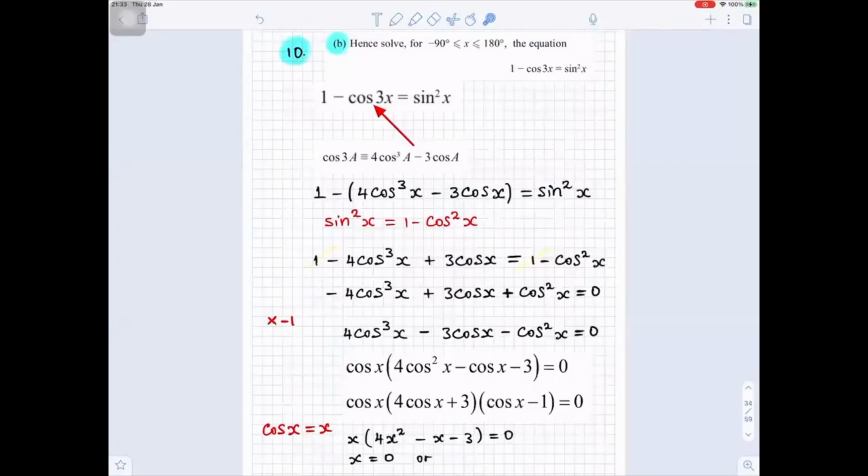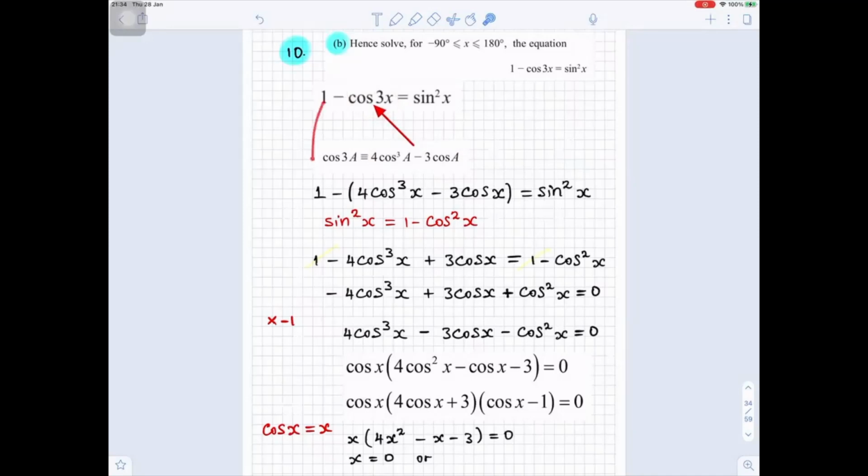Question 10b: hence solve, between minus 90 and 180, the equation 1 minus cos 3x equals sine squared x. So instead of cos 3x, we replace it with 4 cos cube A minus 3 cos A, because we got that from part A, and we're using this word hence. Use your answer from part A. That's what hence means. Replace cos 3x with 4 cos cube A minus 3 cos A.